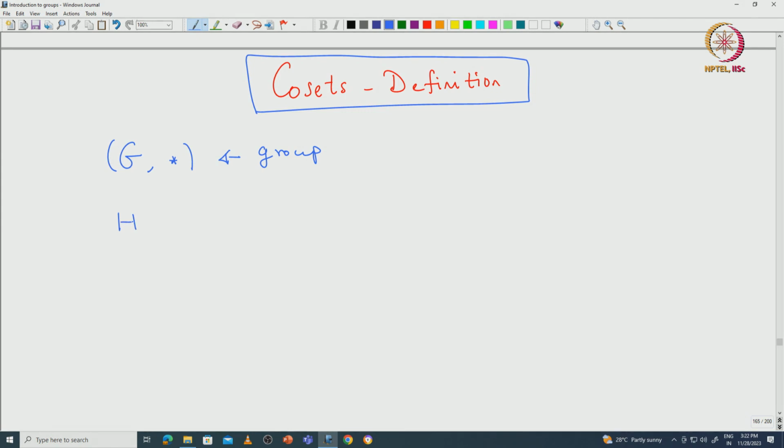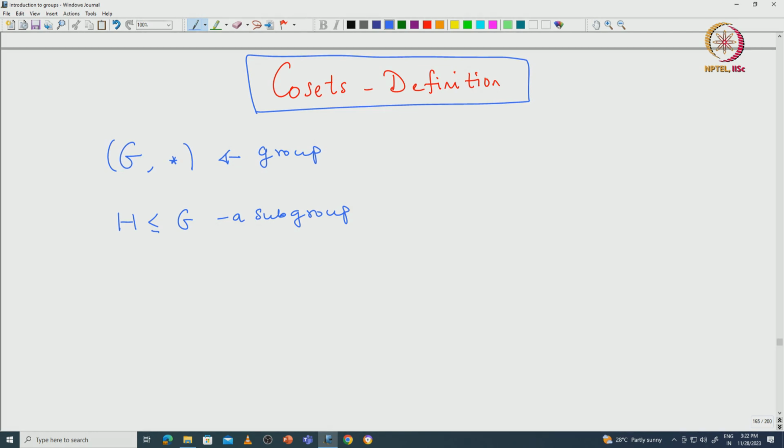Then let us fix one subgroup of G. So this is a subgroup. We have seen many examples of cosets in various examples. Now we want to abstract the things that we have learned in those examples, and consider, for example, translations of H. So what is the meaning of translations of H in an abstract group?